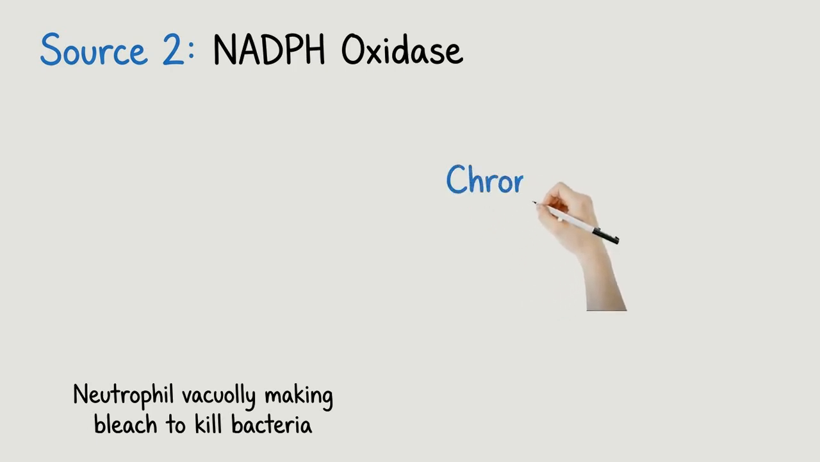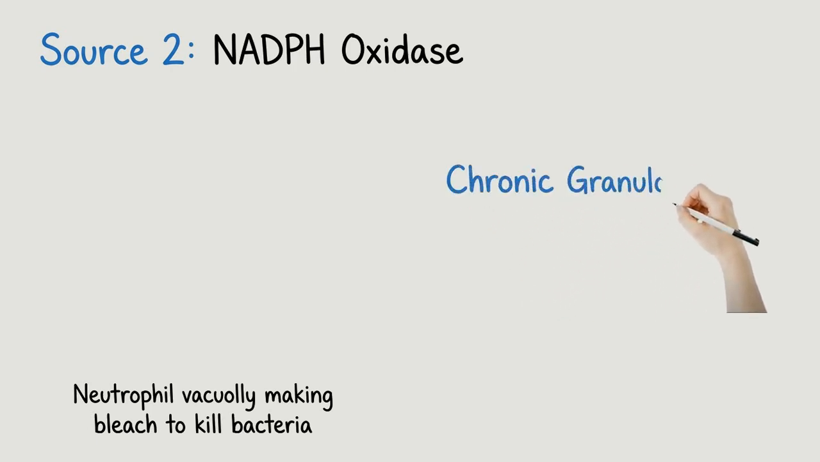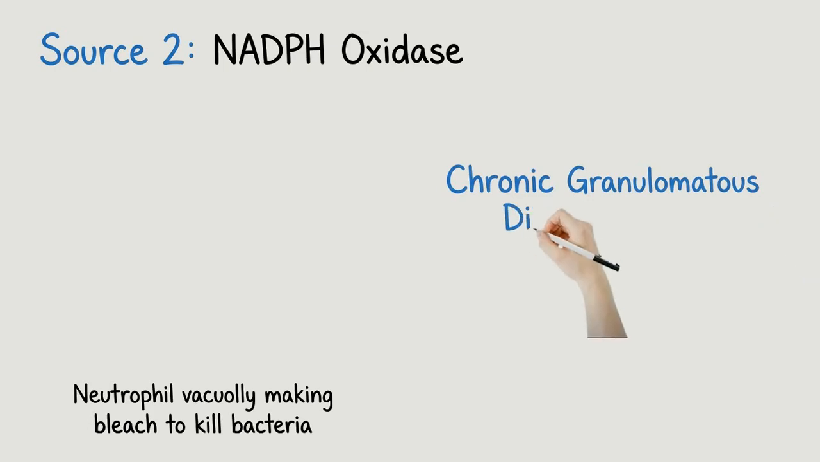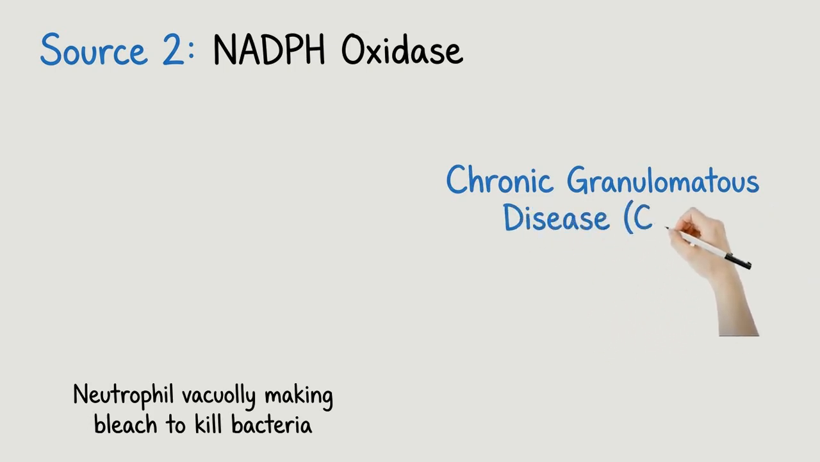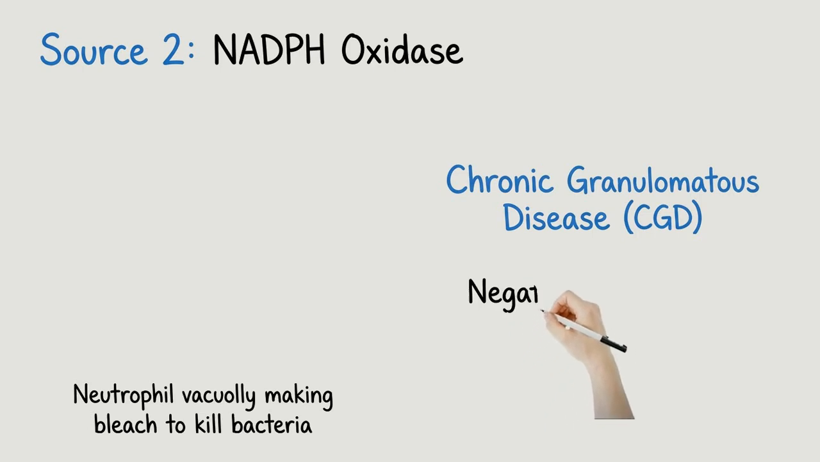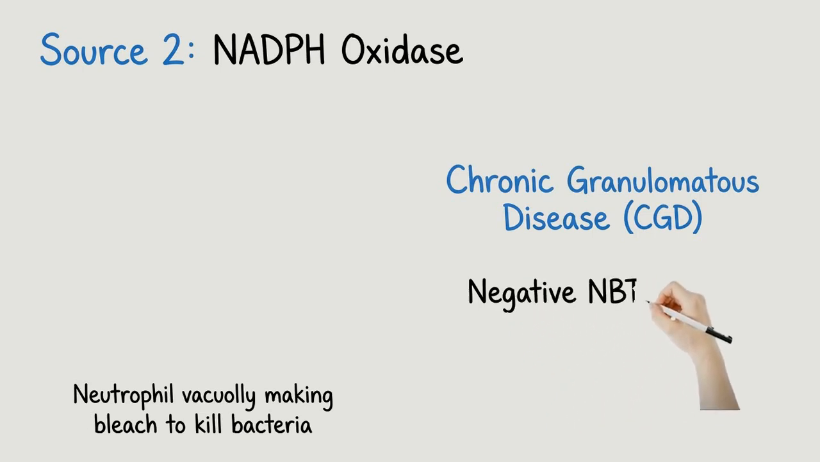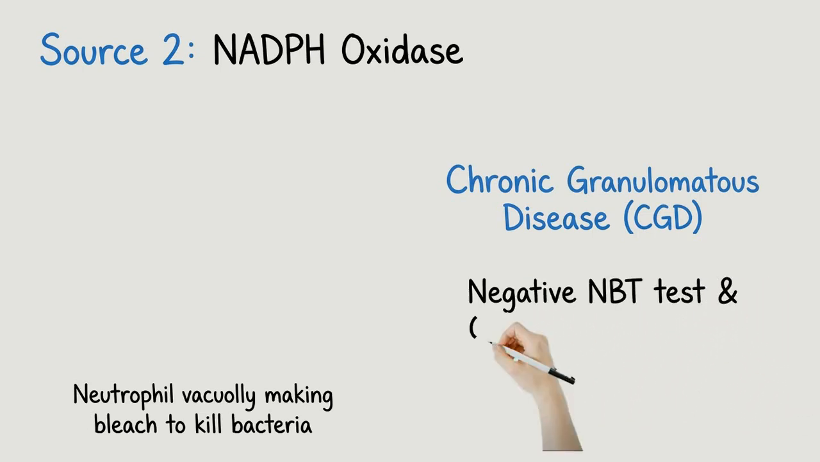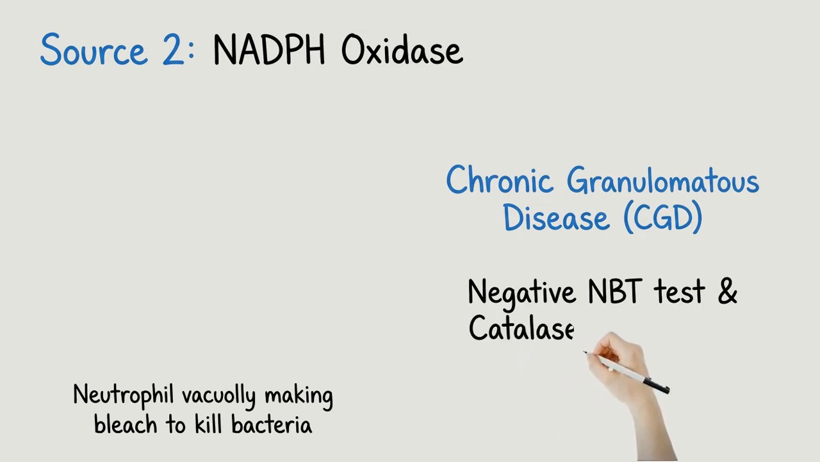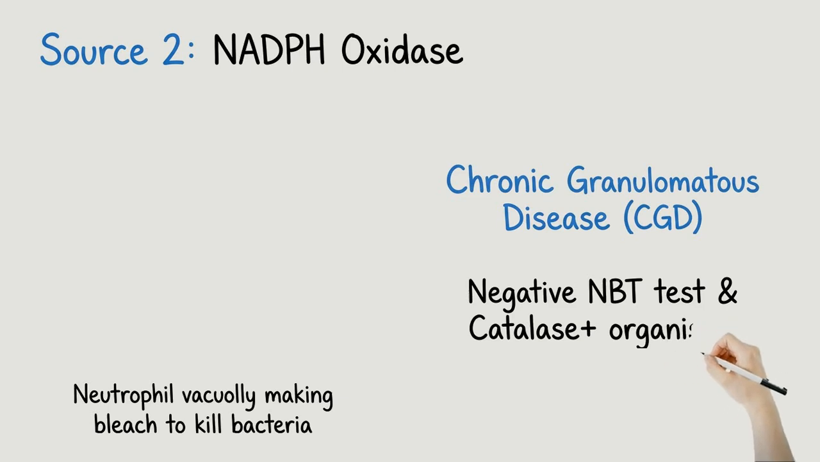The disease that lives here is chronic granulomatous disease, CGD. It's an X-linked recessive deficiency of NADPH oxidase. Neutrophils can engulf bacteria but cannot kill them because there's no oxidative burst. The classic vignette is a young boy with recurrent staph and aspergillus infections and a negative NBT test. Diagnosis is NADPH oxidase deficiency.